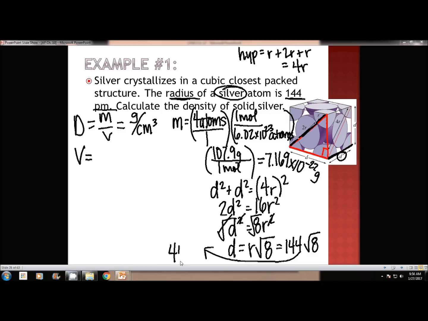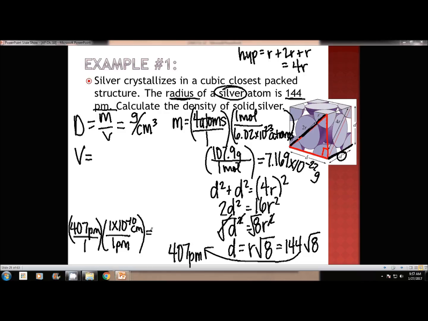It's 407 picometers. Okay, well, we need to do a little converting time because we want it in cubic centimeters for the volume. So we need to convert picometers to centimeters cubed. I would give this conversion to you, by the way. So 407 picometers over 1. 1 picometer is equal to 1 times 10 to the negative 10 centimeters.